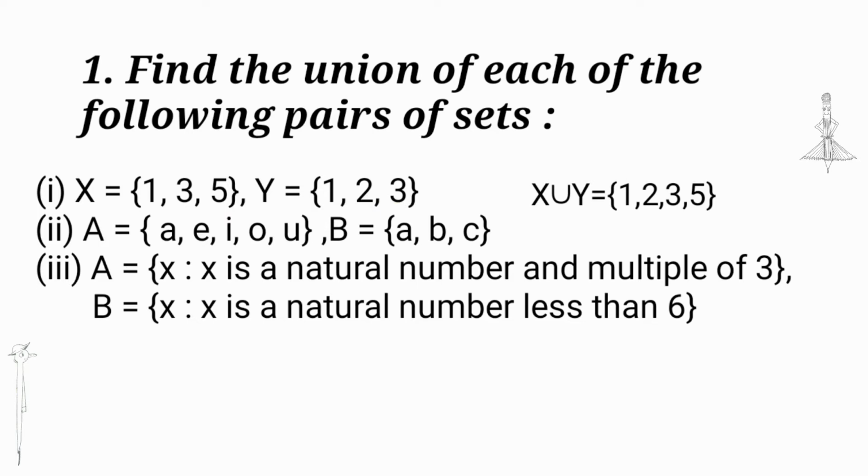Next, set A is {a, e, i, o, u} and set B is equal to {a, b, c}. Set A union B is equal to {a, b, c, e, i, o, u}.